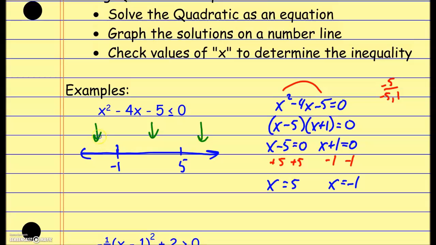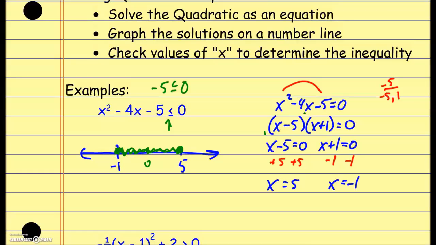So maybe I start with the piece in the middle, because there's an easy value to choose here. Maybe I'll test the point 0. When I plug a 0 into this, I get a negative 5 is less than or equal to 0, which is a true statement, which means I shade this section of the graph. So I shade this middle section in between here. And because there's an equal to condition, I know that I'm going to have solid points at each of these. So we can see this thing taking shape.